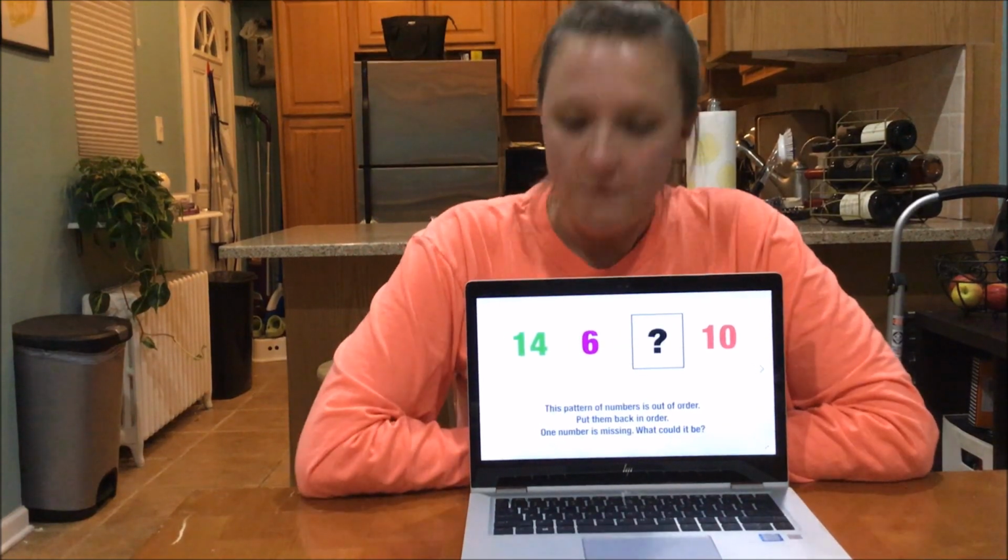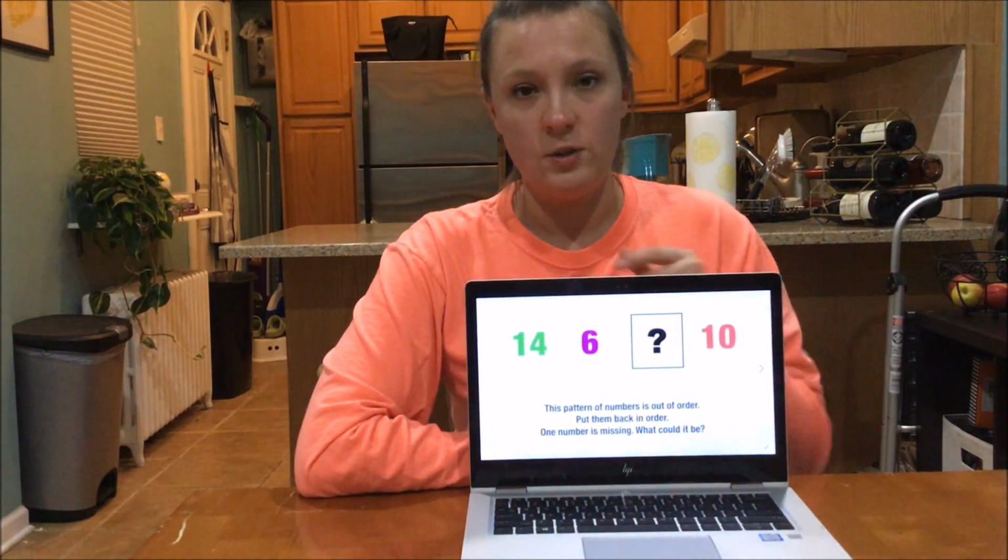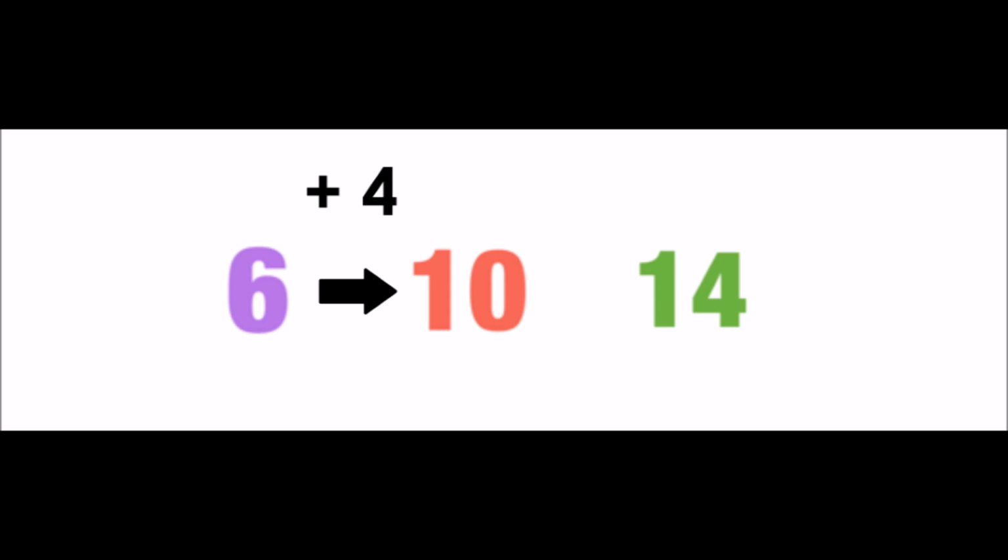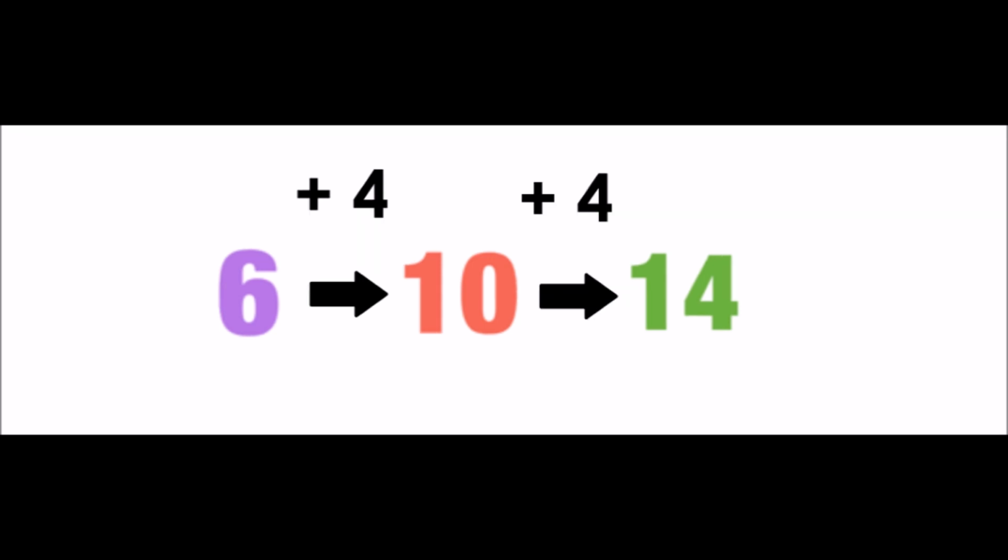Okay, let's check. First, we don't know what our mystery number is, so let's go ahead and put the rest of them in order. Okay, so we have 6, and then 10, and then 14 in order going from least to greatest. So let's think, what's the pattern between 6, 10, and 14? It's a numerical pattern since these are numbers, and the numbers are going up as you go from left to right. So we might be multiplying, we might be adding. Let's see, 6 times no whole number equals 10. So let's try adding. 6 plus 4 equals 10. And let's see, 10 plus 4 also equals 14. So our pattern is plus 4.